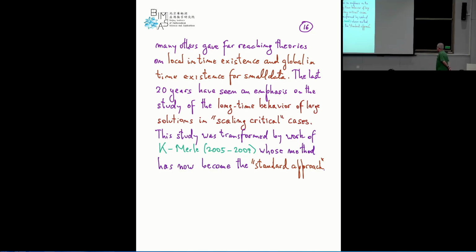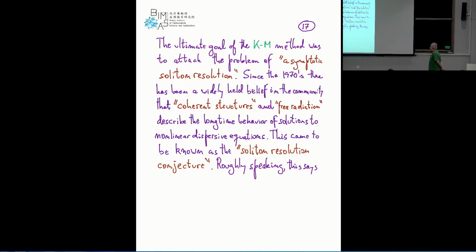And this study was transformed by work that I did with Frank Merle in the period 2005 to 2009. And we developed a method which has now become the so-called standard approach to this kind of problems. So the ultimate goal of the Kenig-Merle method was to attack the problem of asymptotic soliton resolution. So let me tell you about this. What is this asymptotic soliton resolution?